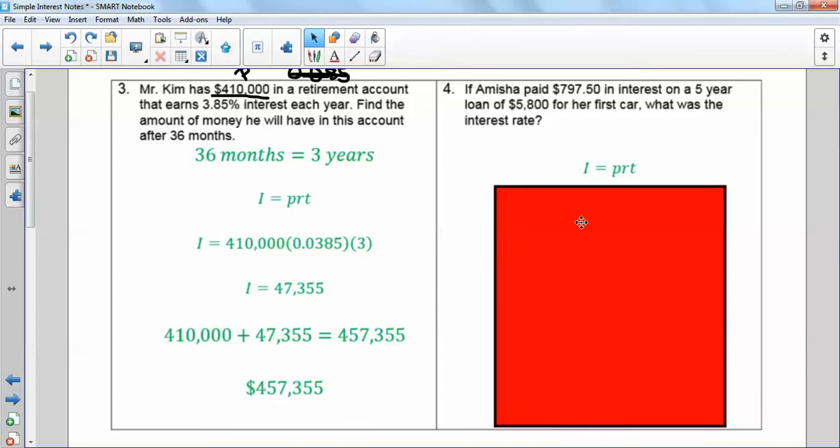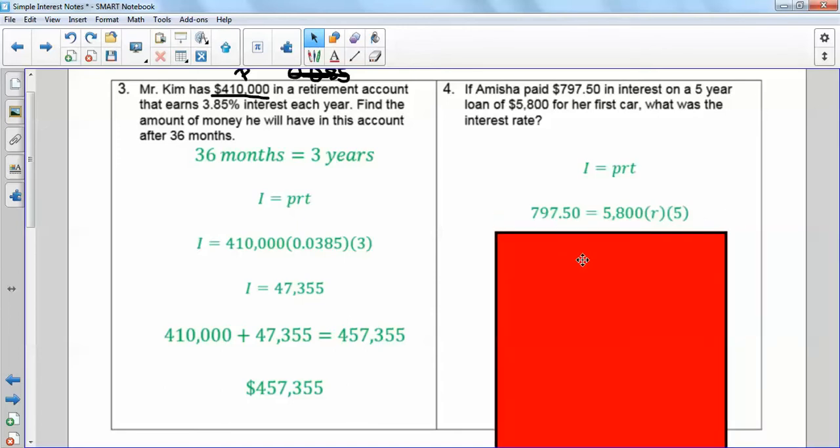Okay, so let's think about where stuff goes. This is what it's going to look like. The first part is our interest. So instead of sticking on this side of the equation, that $797.50 is the I part of our equation. The principal is still the amount that you took out on the loan or the amount that you put into your account originally, right? So here we're talking about loans, so it's $5,800. Rate is the part that we don't know, so I left it as R because that's what we're trying to find. And then 5 is going to go in for our years, and it's already in years, so we don't have to convert it to anything.